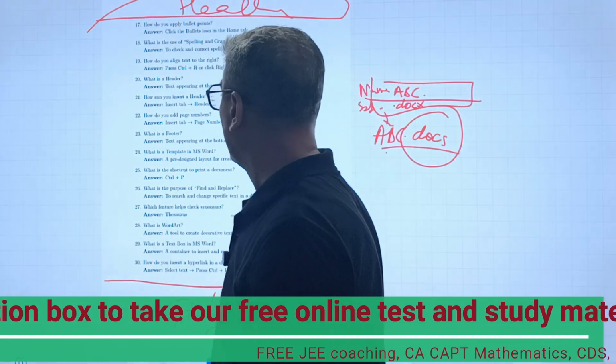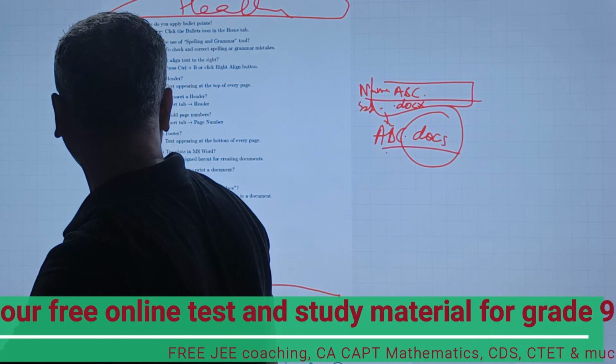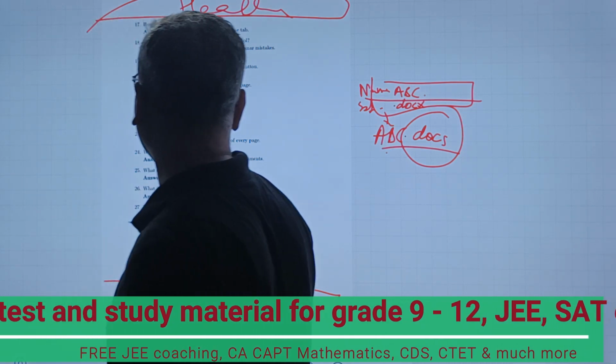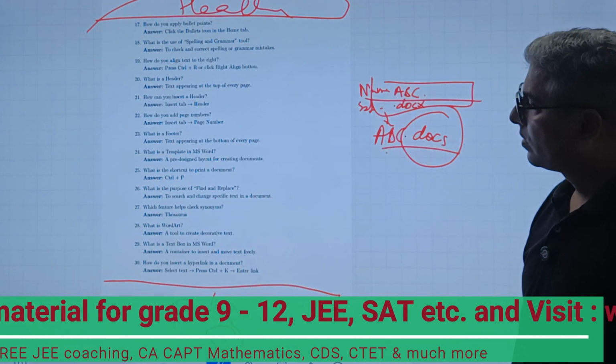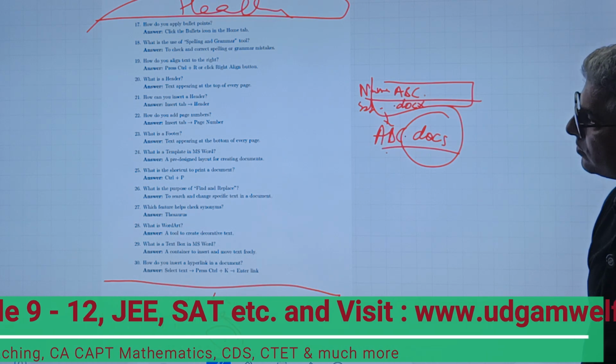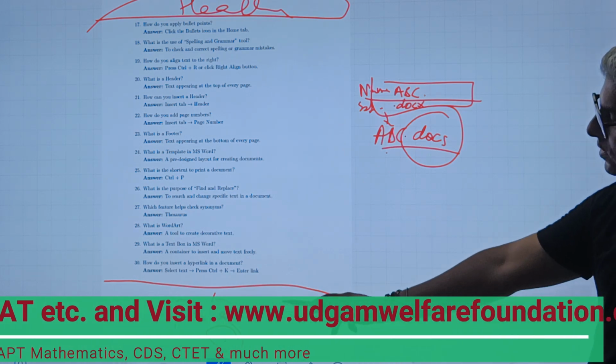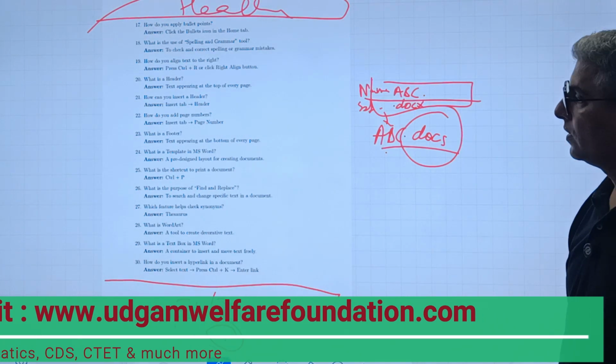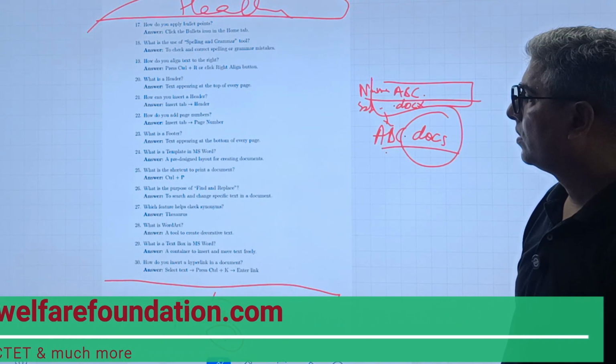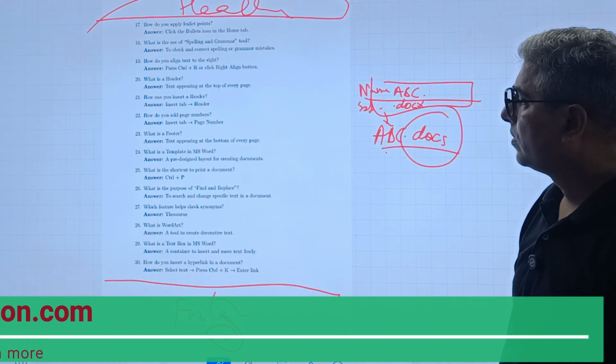क्लियर है? वेरी सिंपल. तो you have to memorize all these commands. These are very important commands. चलो. What is footer? Text appearing at the bottom of every page. तो this is the footer. चलो नेक्स्ट। What is template in MS Word? A pre-designed layout for creating documents.